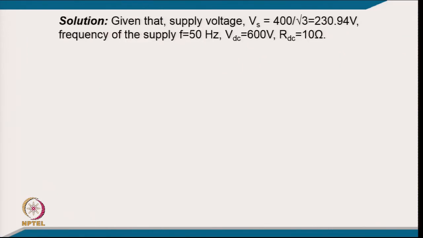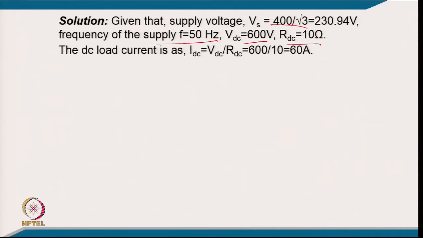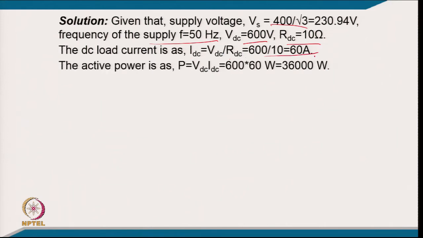So, coming to the solution part with the numerical portion, given that the supply voltage is 400 by root 3, that is 230.94 volt, and the frequency of the supply is 50 hertz, DC link voltage VDC equal to 600 volt, and the load resistance at the DC link is 10 ohm. The DC load current IDC is VDC by RDC, so it comes to 600 volt by 10 ohm, that is 60 ampere, and the active power the load is drawing, P equal to VDC times IDC, is 600 into 60, that comes to 36,000 watt or 36 kilowatt.